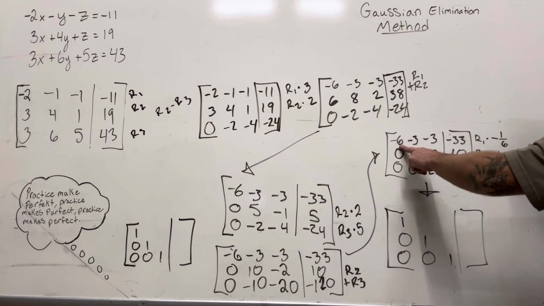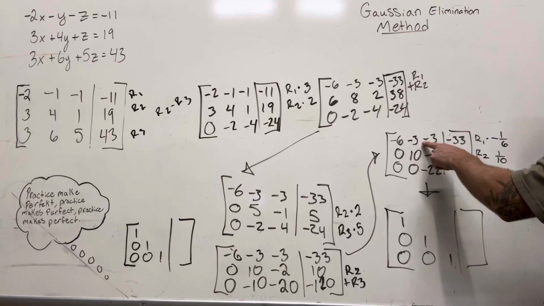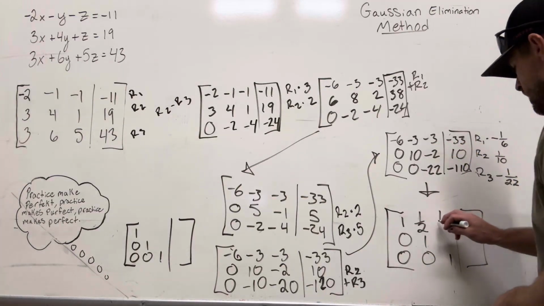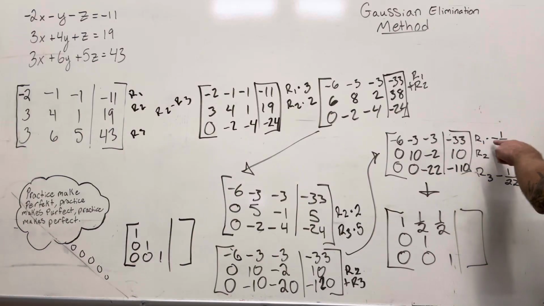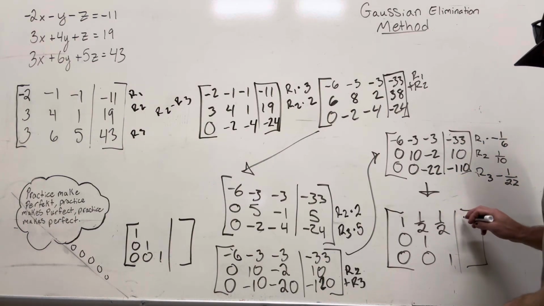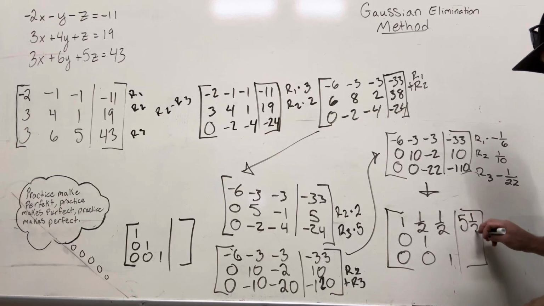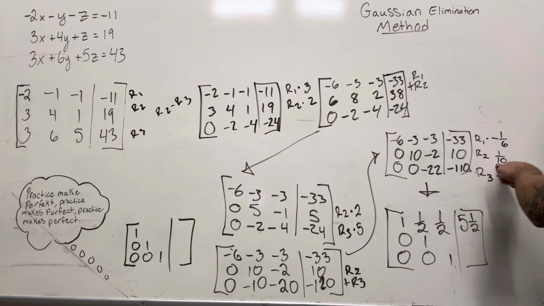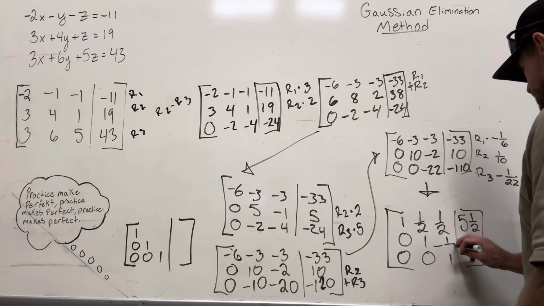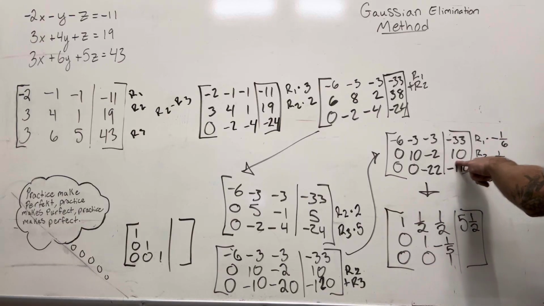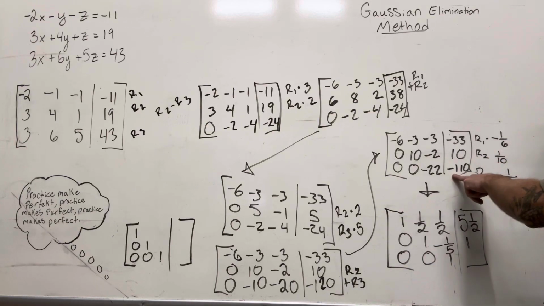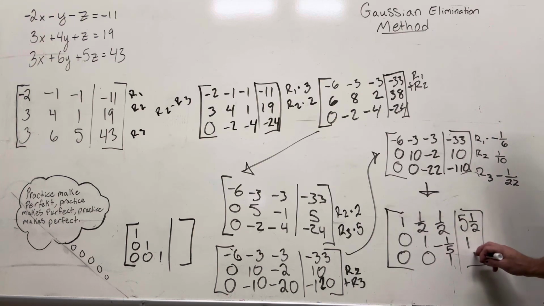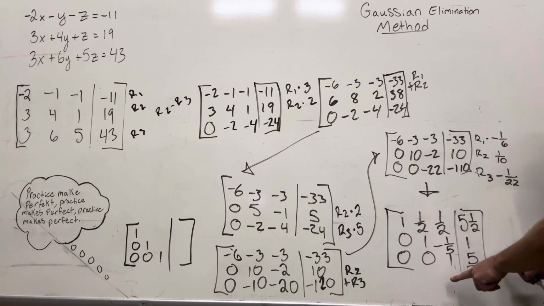So let's go through the numbers. -6 times -1/6 is 1. -3 times -1/6 is 1/2. We're going to get another 1/2. -33 times -1/6 is going to be +5.5. Down here, -2 times 1/10 is -1/5. 10 times 1/10 is 1. -110 times -1/22 is +5. Okay, so this matrix right here, that's our key.